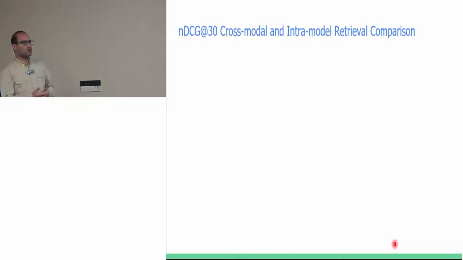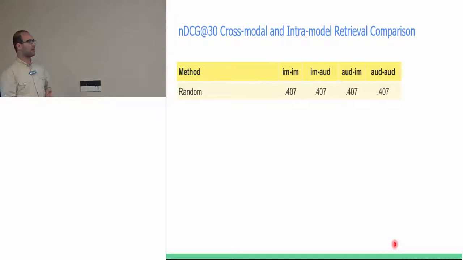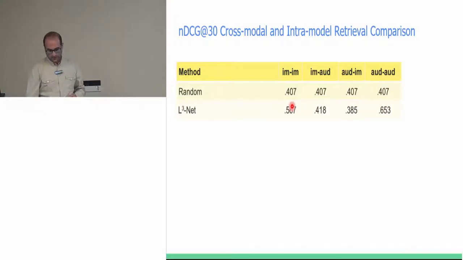Then they made a qualitative analysis and compared with other methods. When they select random image-to-image or image-to-audio retrieval, random gives 0.0407. They have a previous work called L3Net. When they apply L3Net to this retrieval, they get good image-to-image and audio-to-audio results, but they didn't design this network to get embeddings for cross-modal retrieval. So they get bad results in audio-to-image or image-to-audio.